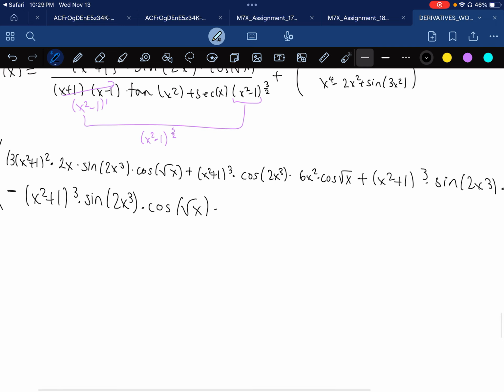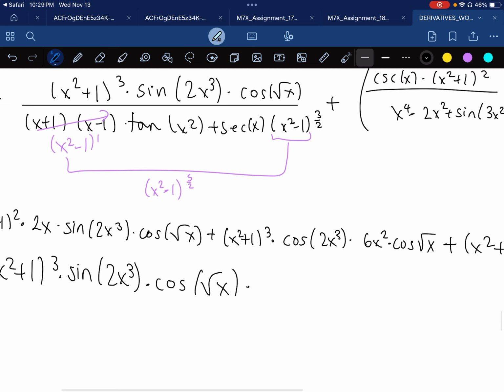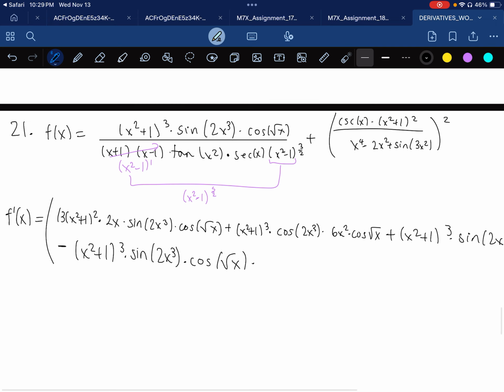Now times the derivative of the denominator, which, I see the issue. This is a multiplication, yeah? It's a multiplication. It didn't get transferred over properly. Okay, yeah, that's a multiplication. So yeah, all of this works. Okay, perfect. So we have now those three.